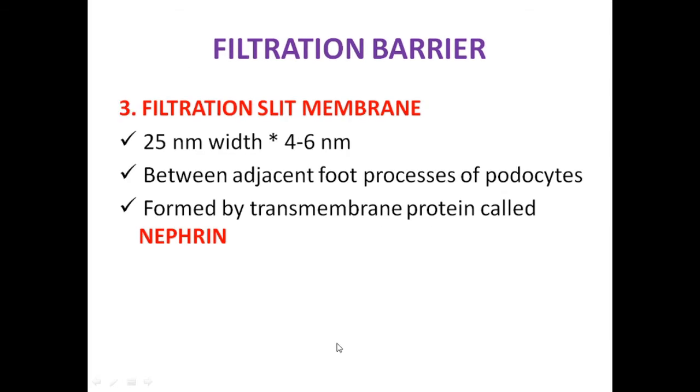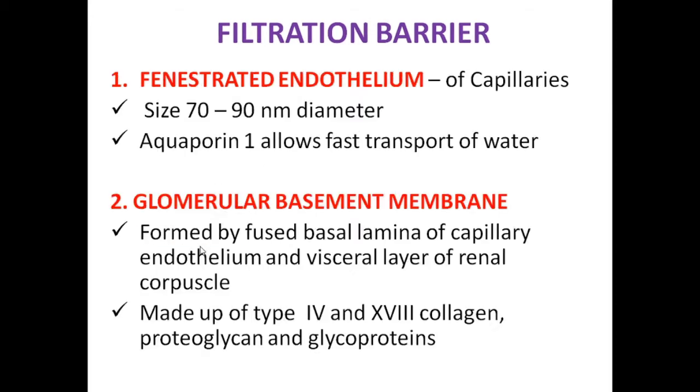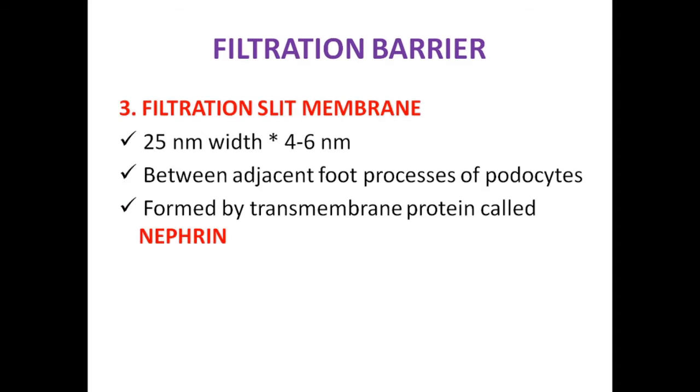The third component of the filtration barrier is the filtration slit membrane. So there is the basement membrane over which there is an endothelium, and there is a space between the foot processes of the podocytes. Between the foot processes of the adjacent podocytes, there is a space of almost 25 nm, with 4 by 6 nm thickness and width, and it is formed by the transmembrane protein nephrin. So together, the fenestrated endothelium, the glomerular basement membrane, and the filtration slit membrane, these three are the components of the filtration barrier.